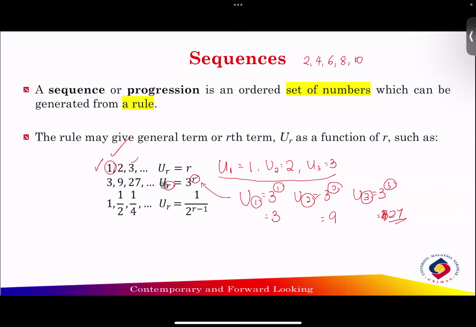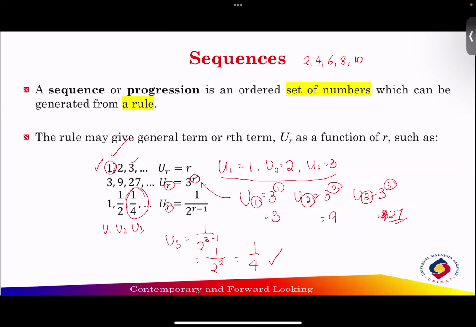And then for this question, the formula for this one is, for example, u1, u2, u3. Let's see if we go for u3. u3 is equal to 1 over 2 power of 3 minus 1. So 3 minus 1 is 2. So the answer is 1 over 4. That's why the answer for the third term here is 1 over 4. So this condition is called a sequence.